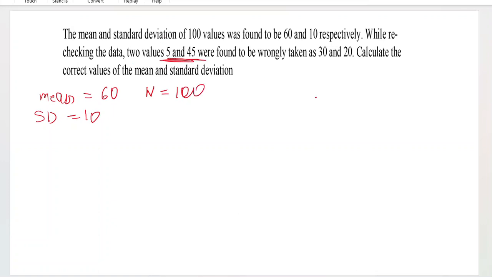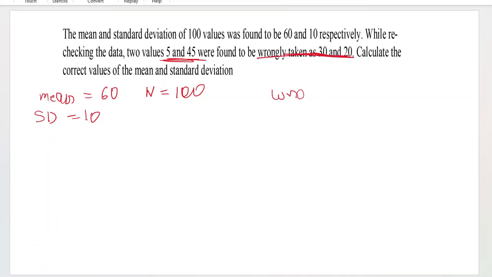The mean and standard deviation of 100 values was found to be 60 and 10 respectively. From this calculation, we see that the mean is 60, the standard deviation is 10, and the number of values is 100.